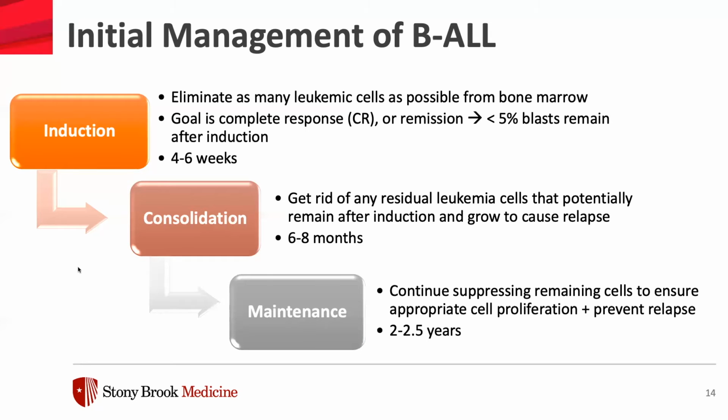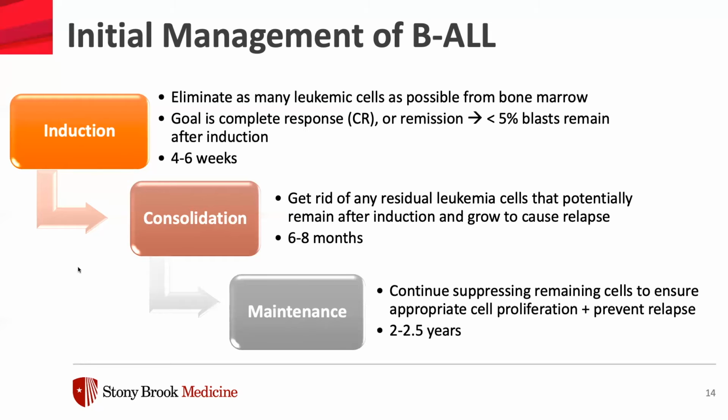Then we move on to the consolidation phase. And the goal here is to try to get rid of any residual leukemia cells that potentially remain after induction and can grow to cause relapse or cause the cancer to come back. And this is usually a 6 to 8 month period that is composed of 4 to 6 different cycles.